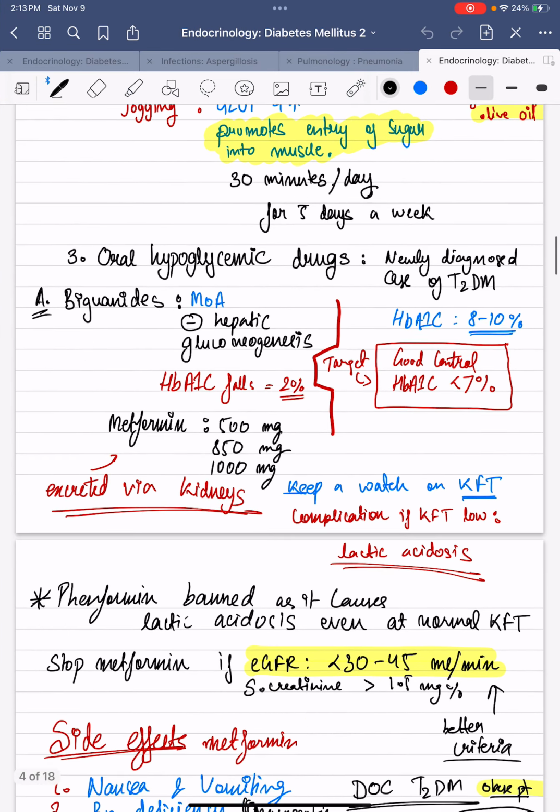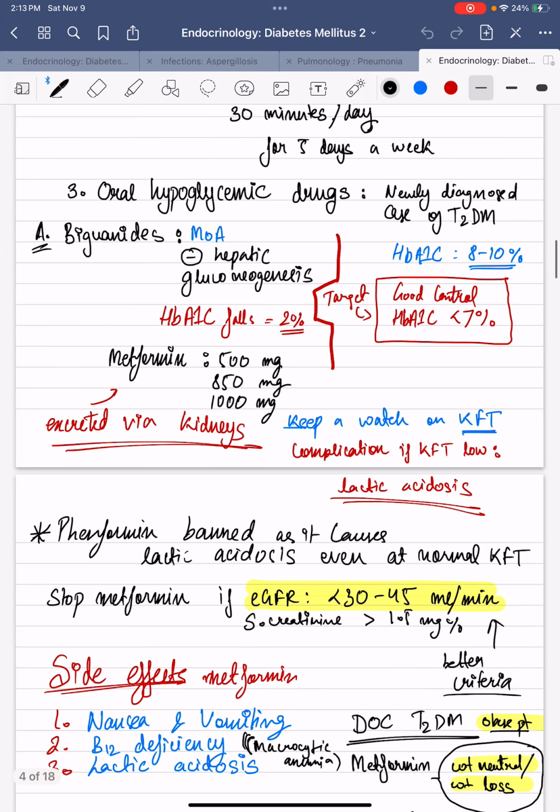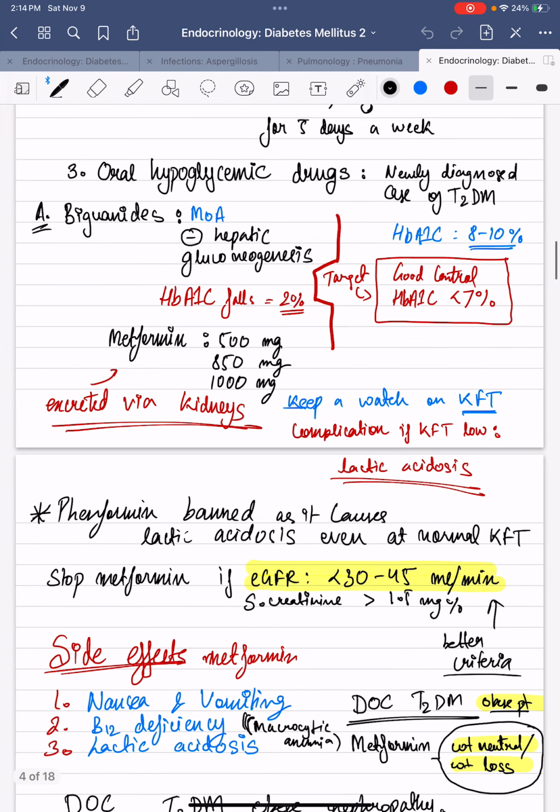Hello, so this will be part 3 of diabetes mellitus. I had broken this off into two parts because we are going to study the different classes of drugs for type 2 diabetes mellitus.